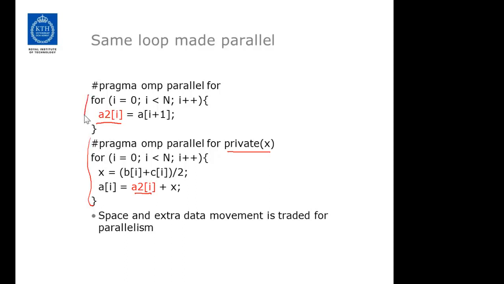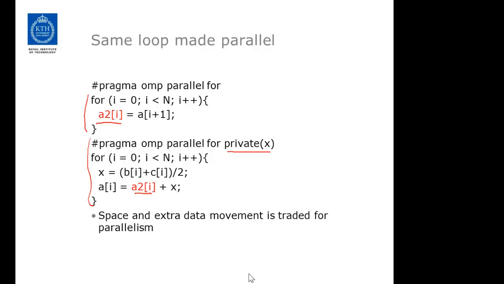This renaming is also possible to do in parallel, because it is just a copying of an array. So here we see that in order to get this loop parallel, we had to add some extra space. We had to allocate a new array A2. We also had to do some extra data movement to be able to make the second loop parallel.